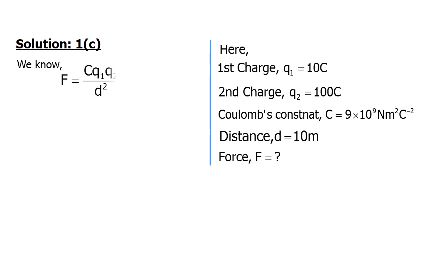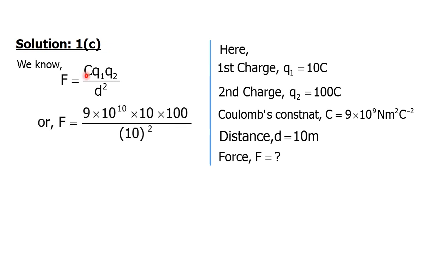We know the formula of Coulomb's force is F equal to C Q1 Q2 divided by D square. If we put the values of C, Q1, Q2 and D, then we can write F equal to 9 into 10 to the power 9 into 10 into 100 divided by 10 square. After calculation we will get the Coulomb force, which is 9 into 10 to the power 10 Newton. This is the answer. Let's have a look at the solution of question D.